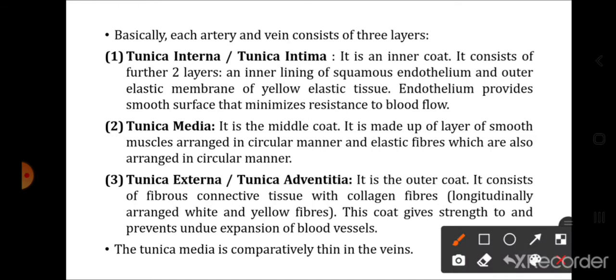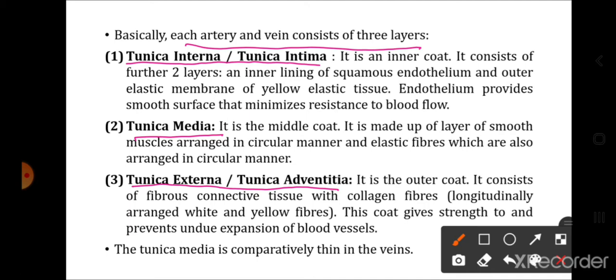Now let us study the structure of artery and vein. Artery and vein consist of three layers. The first one is Tunica Interna, also called Tunica Intima. The middle layer is called Tunica Media, and the external layer is called Tunica Externa, or also Tunica Adventitia. So there are three layers in the wall of arteries and veins.